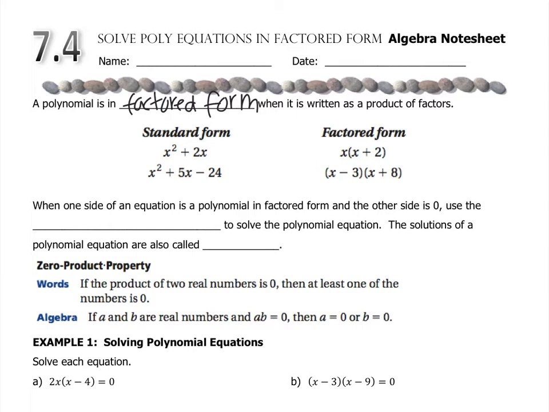There's this really cool property that says that when one side of an equation is in factored form and the other side is 0, then we can use this cool property called the zero product property. I know that sounds super thrilling. We can use that to solve the equation. The solutions of the polynomial equation are also called roots. They're called zeros. They're also called solutions.